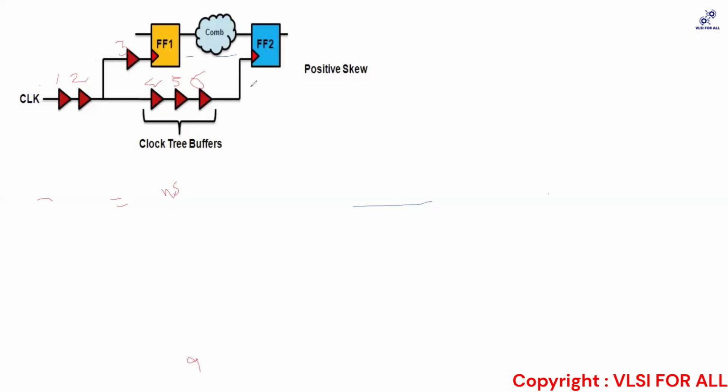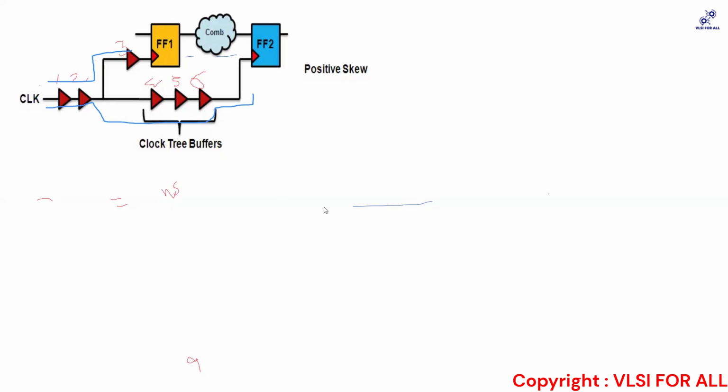Yes, ma'am. So this one is the capture flop delay, and it accounts to how many ns? 3, 4, 5. So the capture clock delay is 5 ns. What's the launch clock delay? The launch clock delay is 1, 2, and 3. Correct. So it's 3 ns. So what's the skew? 3 minus 5, ma'am. So it is negative 2 ns, correct?